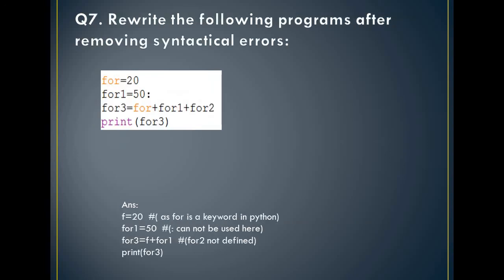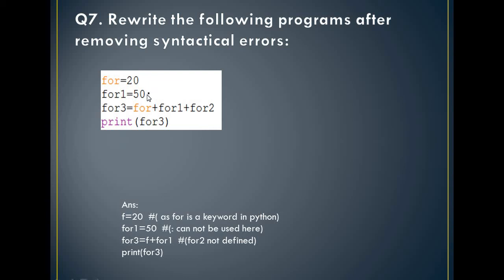Again, one question related to removing the syntax error. Here in this question, for = 20, for1 = 50, for3 = 4 plus for1 plus for2, print for3. So clearly you know for is a keyword, so we cannot use it as an identifier. So we can change this for to another valid identifier. Here in the answer I gave f = 20. You can use any valid identifier. For for1 = 50, for1 is a valid identifier, so no problem.